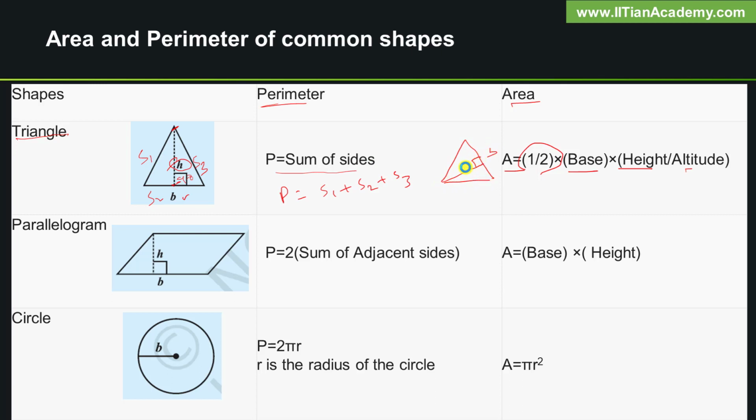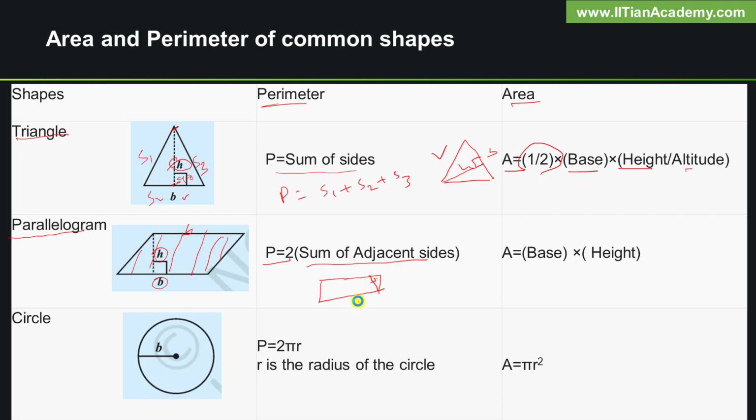Let us look at parallelogram. We know that in a parallelogram, opposite sides are parallel and equal. Perimeter is the sum of all four sides. That means 2 into the sum of adjacent sides. And area is equal to base into height. Here, base can be any side and the corresponding height will be the perpendicular line from the opposite side on it.